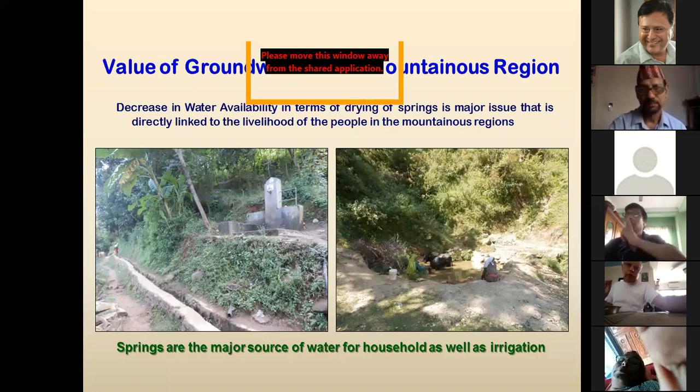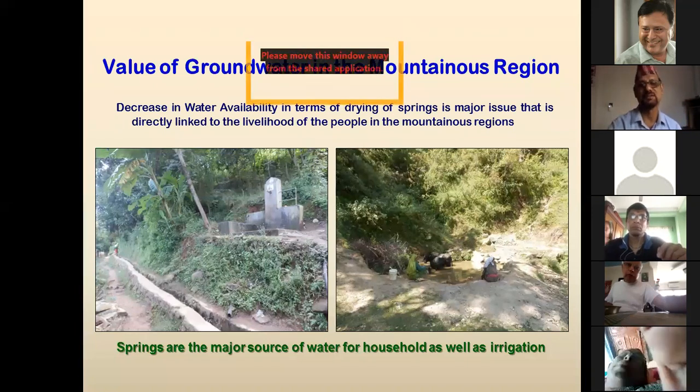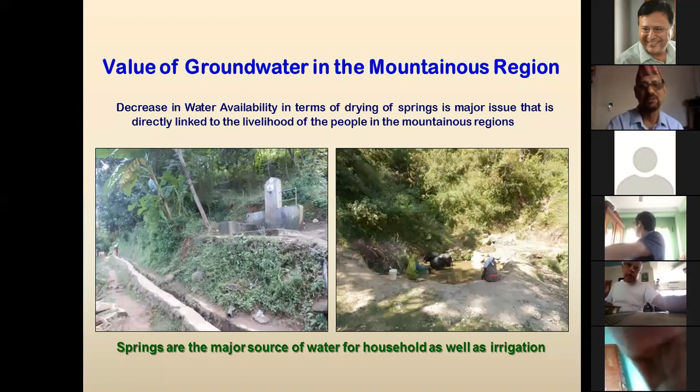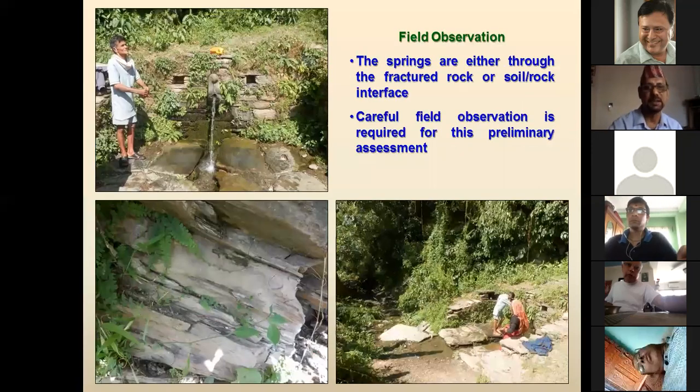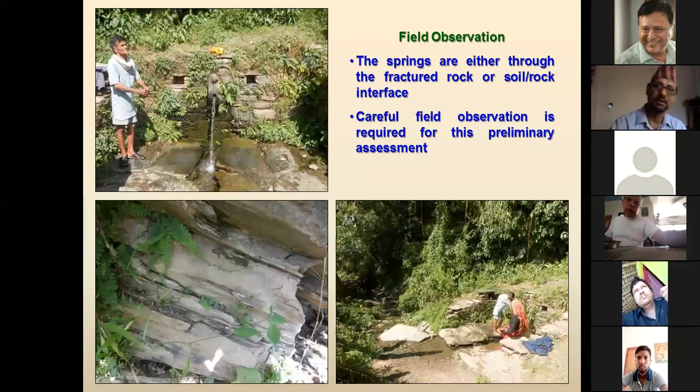So, in this context, we have to think how to preserve the groundwater resource in the mountainous region, and how to exploit the existing resource, because the resource is to be exploited. It is not a natural resource that should be kept without utilizing, but it should be utilized sustainably. So this is what we have to think for the better management of water resources. In some cases, the spring is through fractured rocks. In other cases, it is through sediments, either colluvial or residual soil.